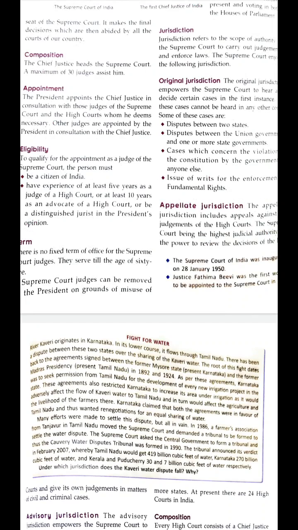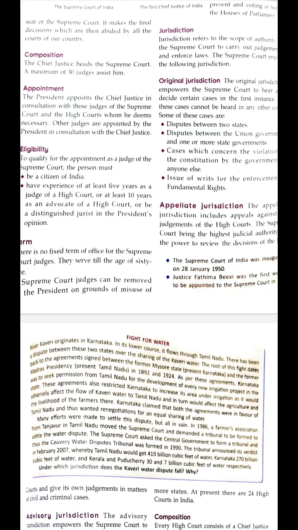Now we have jurisdiction. That is, jurisdiction refers to the scope of authority of the Supreme Court to carry out judgment and enforce law. The Supreme Court enjoys the following jurisdiction. Now, see children, cases are basically divided into 3 parts. What are those? That is original jurisdiction, appellate jurisdiction, and the third one is the advisory jurisdiction.